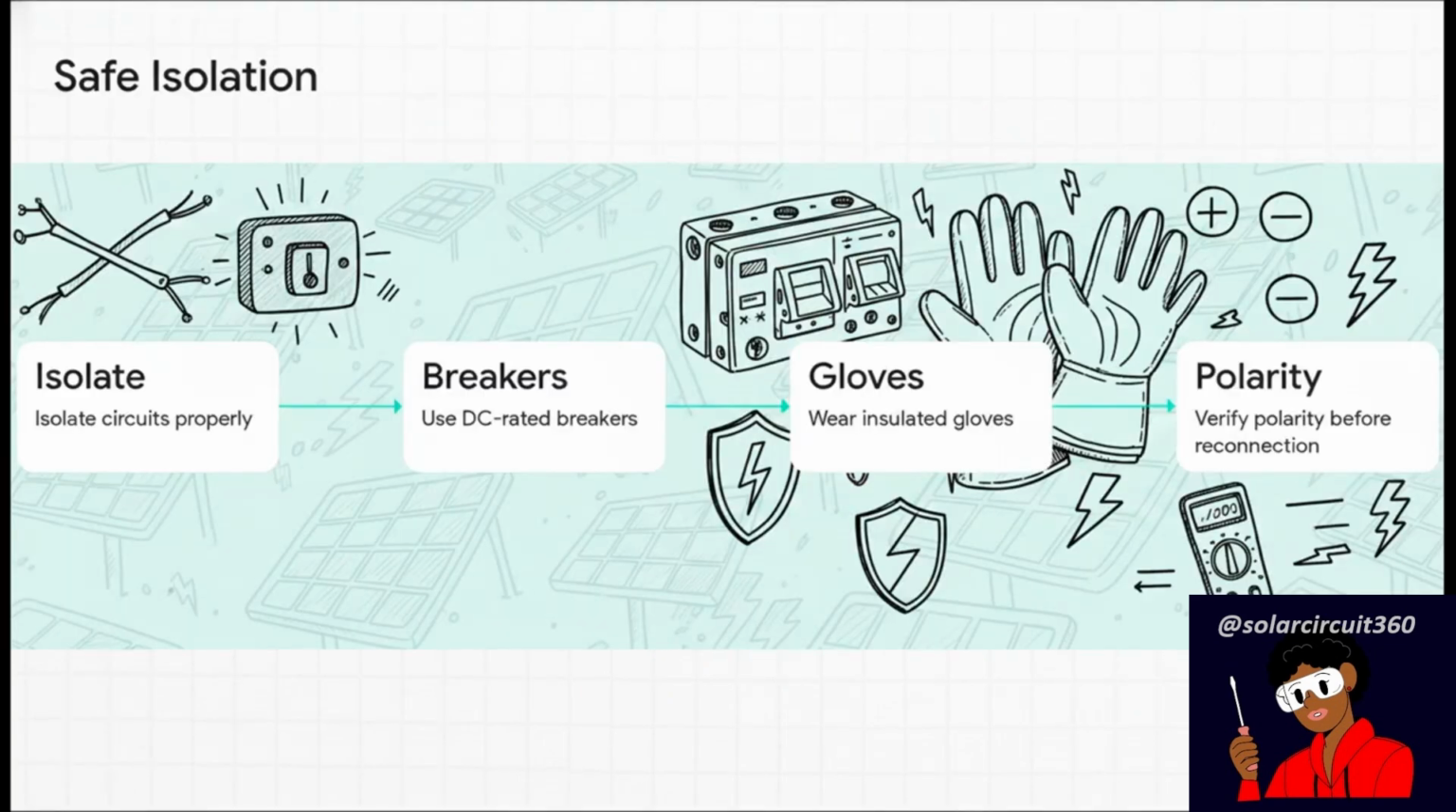So, let's walk through exactly how to handle this correctly. It's a strict step-by-step procedure, and it's required for safely isolating strings. Step 1, isolate the circuits properly. Step 2, always use true DC-rated breakers to kill the load before you even think about touching the wires. Step 3, wear proper insulated gloves. And Step 4, absolutely always verify your polarity before making any reconnections to prevent totally frying your equipment.